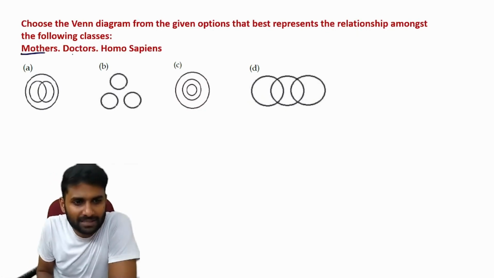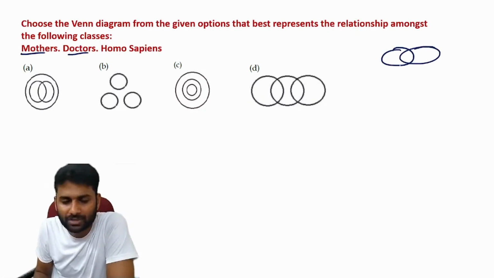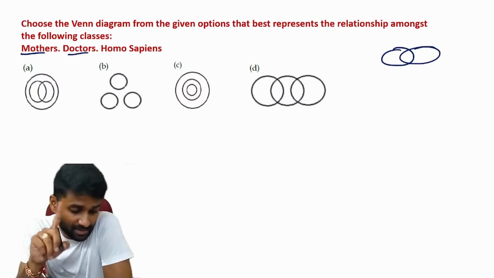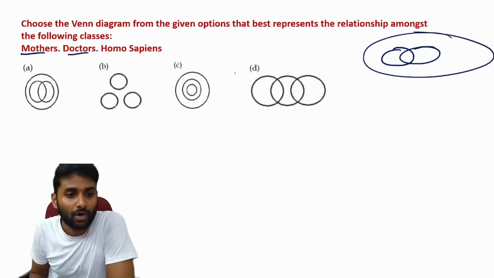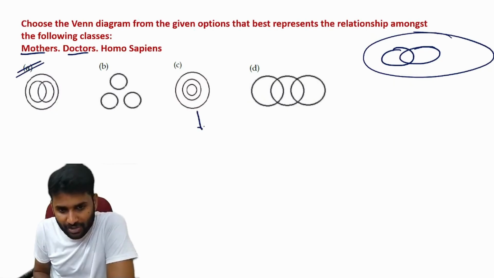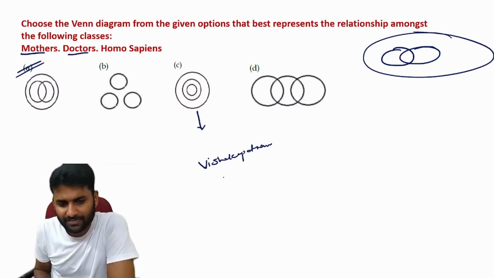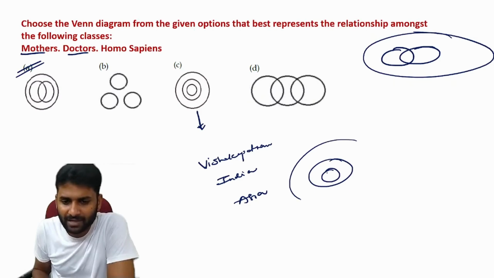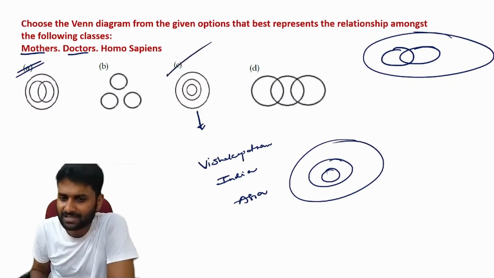For example, mothers, doctors. Some mothers are doctors, some doctors are mothers. So don't conclude that all mothers are doctors or all doctors are mothers, which is invalid. But both are part of Homo sapiens. If you observe that, A is the suitable answer. Let me help you out with this option. For example, let's take Visakhapatnam, India, Asia. This is the best suitable option, guys. Why? Because Visakhapatnam is a part of India, and India is part of Asia. Then the suitable answer is C.